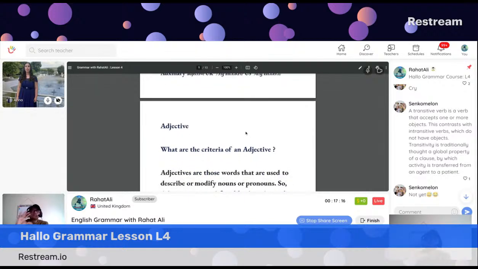Okay, so that is all about verb. And the next one is adjective. So what are the criteria of an adjective? Can you please explain, Anna or Sanko or Ifona?